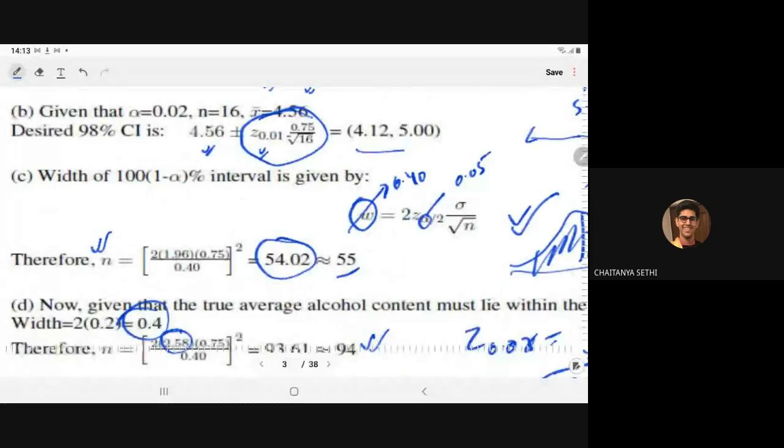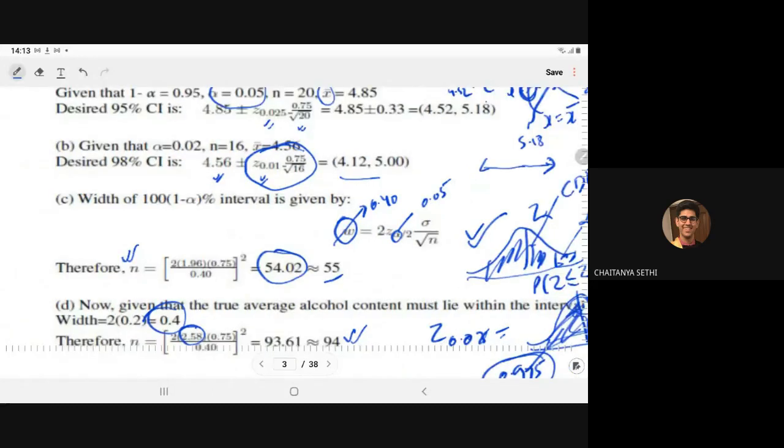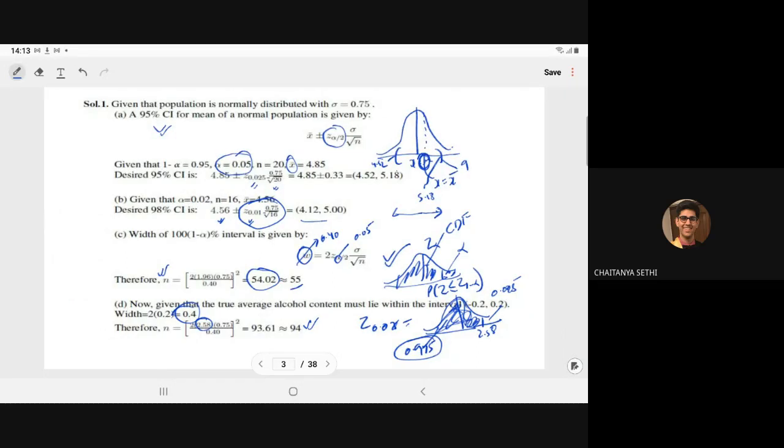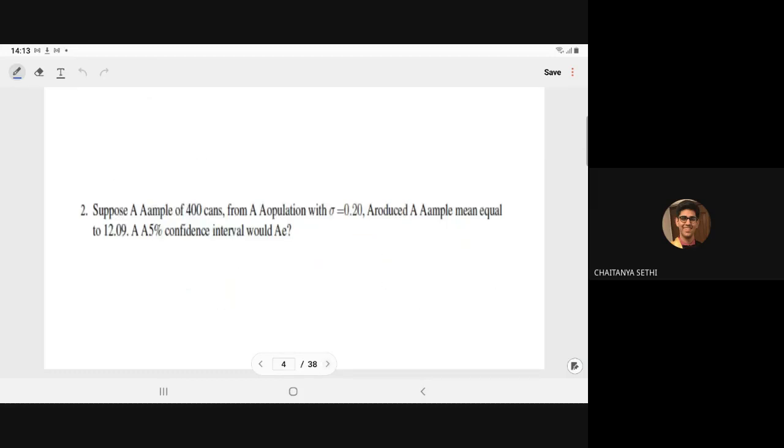Got it, sir. Okay. Any other doubt? The main thing to note is that in the present question, it is given to you that it is normally distributed, so that we have this procedure. Let us move to another question. As we have the new concept, I will specify.